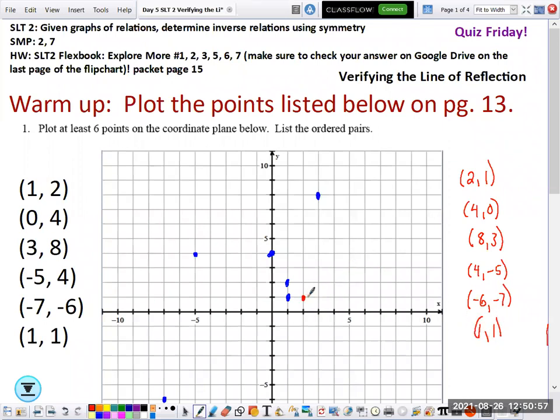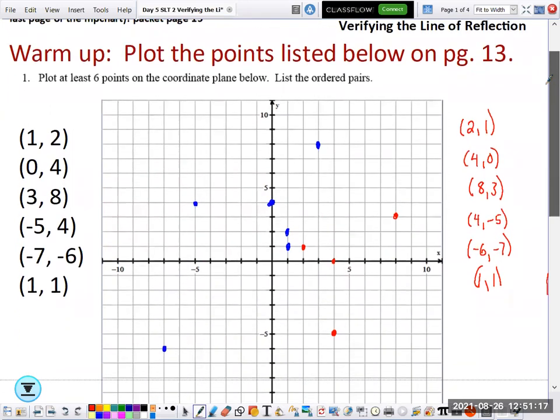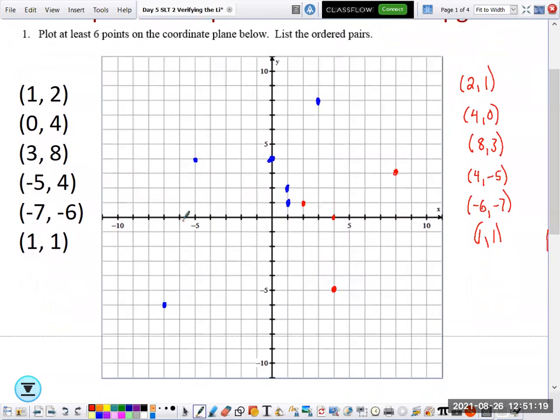So I'm going to go ahead and graph those in red. You should also pause the video and graph your points. I'm going to scroll those down just a smidgen. There we go. So -6, -7, and 1, 1. I'm just going to put a little red dot in that blue dot.